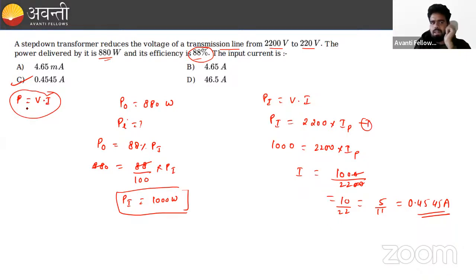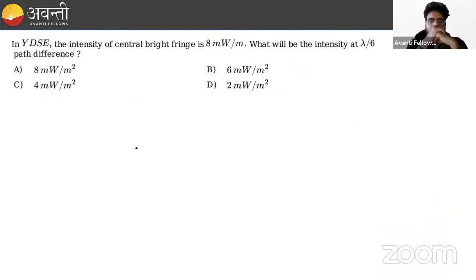If efficiency is involved, then we have to write down the formula in this manner. Suppose efficiency is 100%, we can say power output is equal to power input.